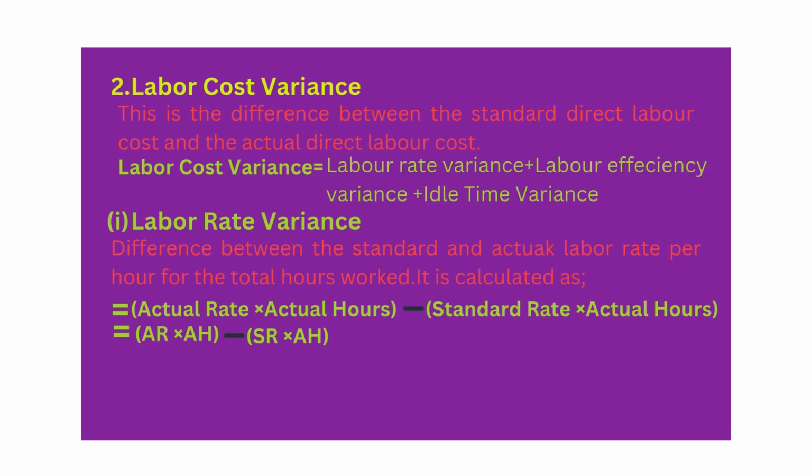For the total hours worked, it is calculated as actual rate multiplied by actual hours minus standard rate multiplied by actual hours. As we've done in the material cost variance, let's also do an example in labor cost variance.